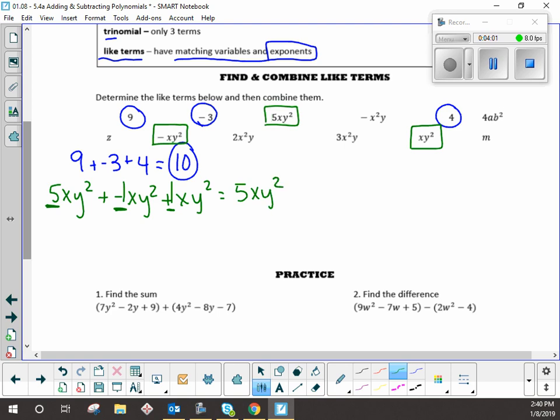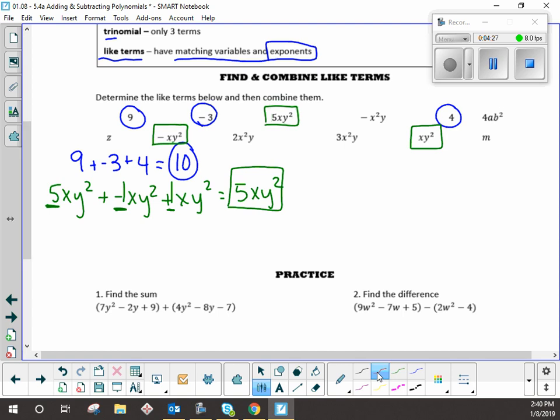So I have 5 xy squareds. Notice I didn't change the exponents at all. You only change the exponents when you're multiplying or dividing. When you're adding or subtracting, it's kind of like you're saying, I have 5 oranges, except instead of an orange, I have xy squared. I have 5 of these things, negative 1 of them, and a positive 1. How many of those things do I have all together? Is 5. Okay, and the thing happened to be the xy squared.